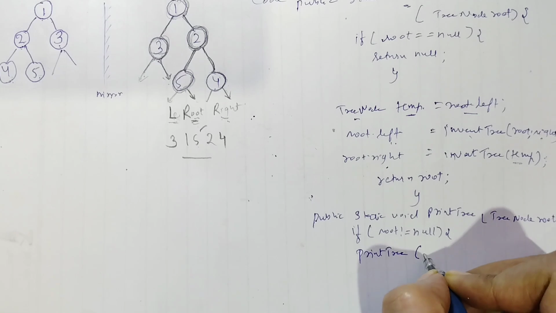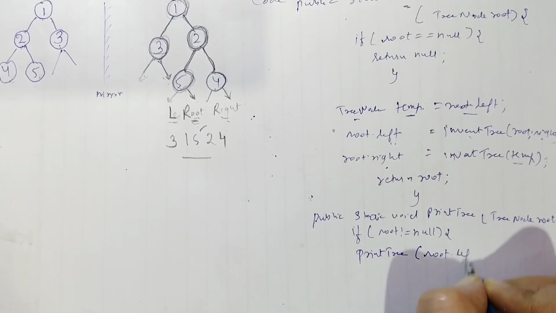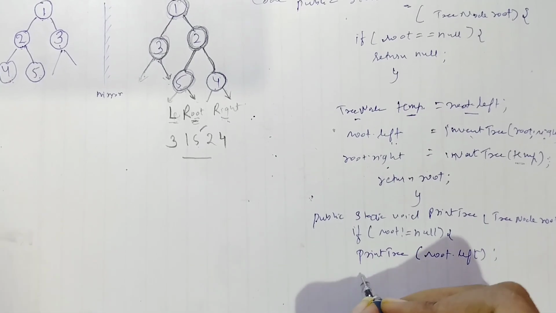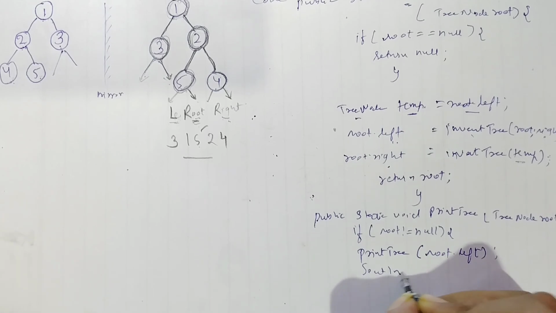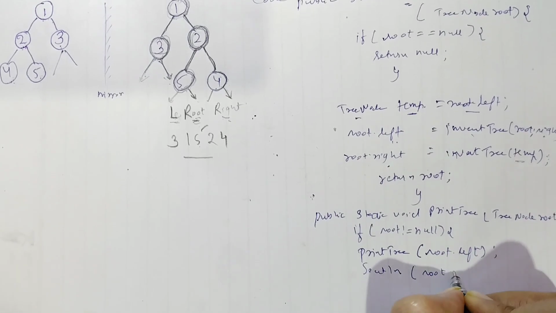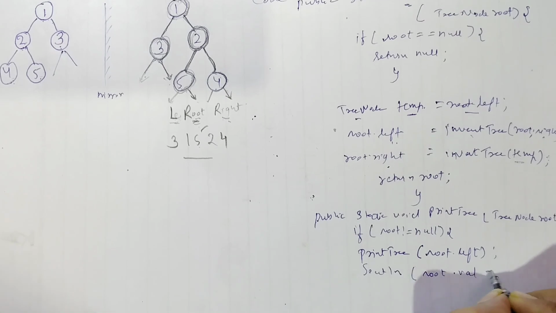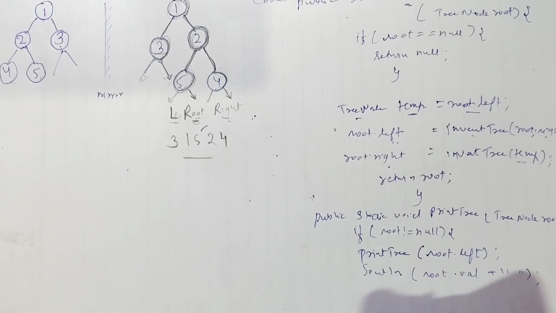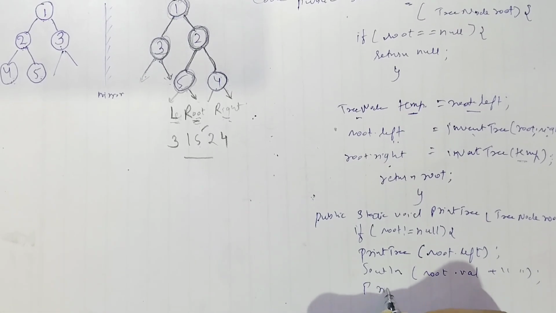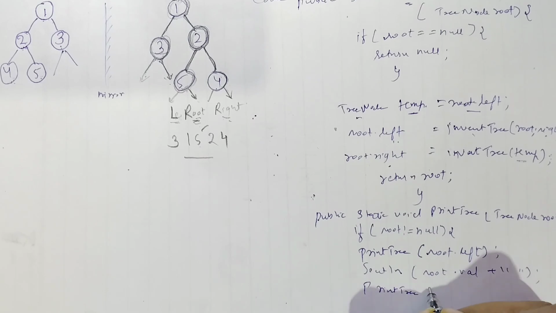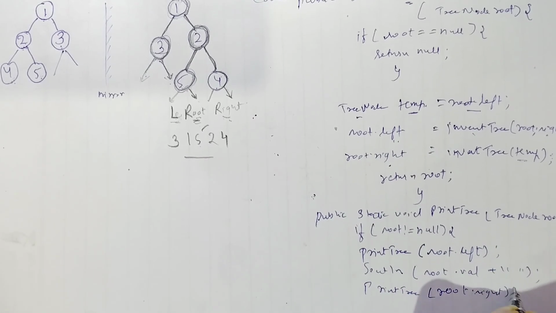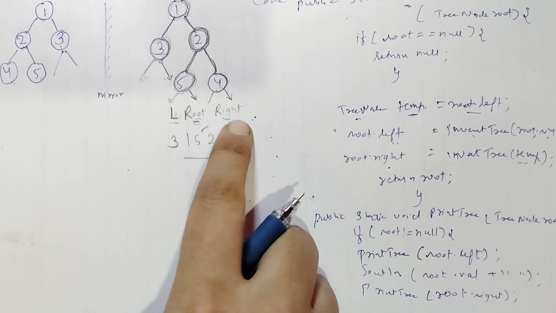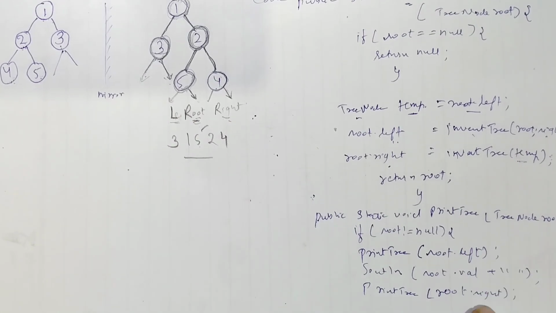Okay, so first is root dot left. Then we have to print system dot out dot println, then root dot value, and this is space. And then we are again calling our function for root dot right. Left, root, right: left, then our root, then our right.